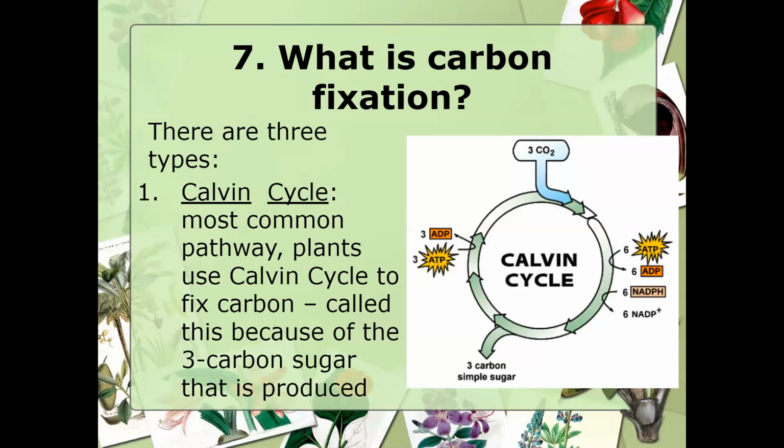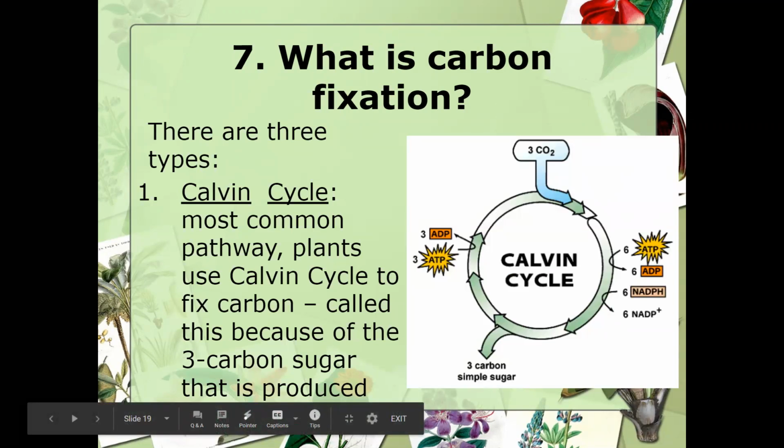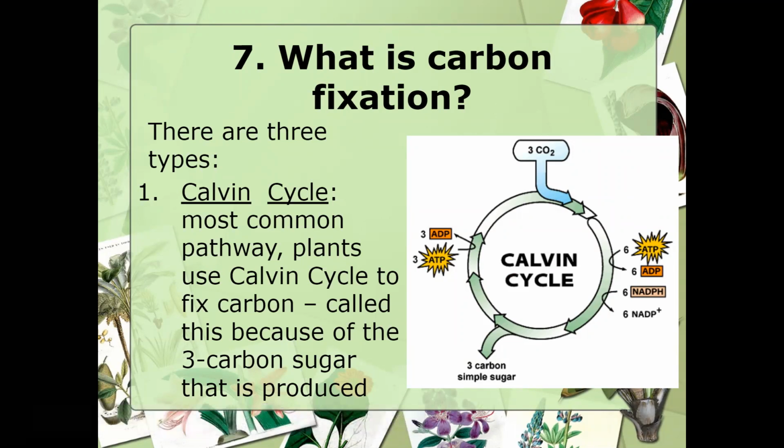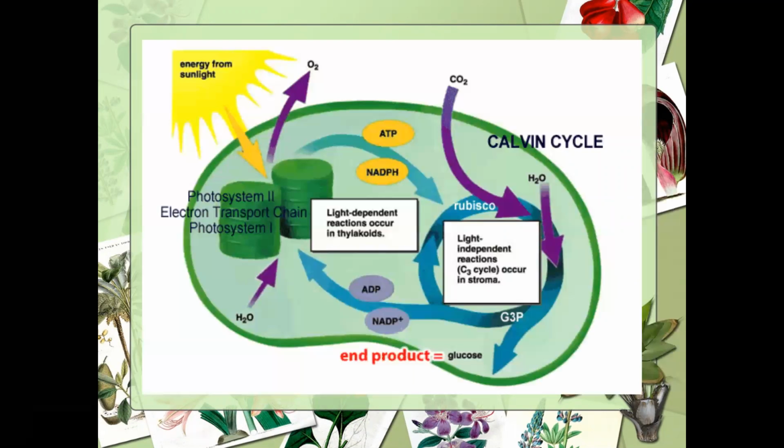There are a few types of ways that carbon could be fixed into a non-atmospheric form. The Calvin cycle is one of them, which is the most common pathway in which that happens. It's called that because of the 3 carbon sugar that is produced out of it, but I'm not super worried that you know why it's called what it is. I'm just worried that you know that the Calvin cycle is one of the ways to fix carbon, or to affix it in a chemical form.